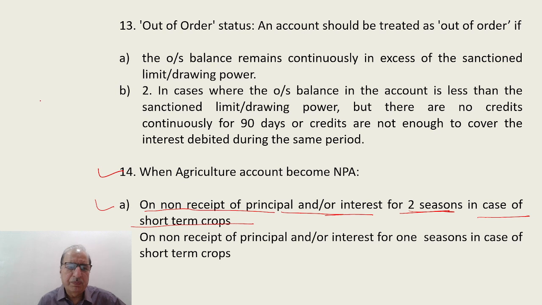The crop loan which is given for 1 year period is called short-term loans. So when does an agriculture account become NPA? On non-receipt of principal and/or interest for two seasons in case of short-term crops, and on non-receipt of principal and/or interest for 1 season in case of long-term crops. If the interest and principal is not coming, that will become NPA.